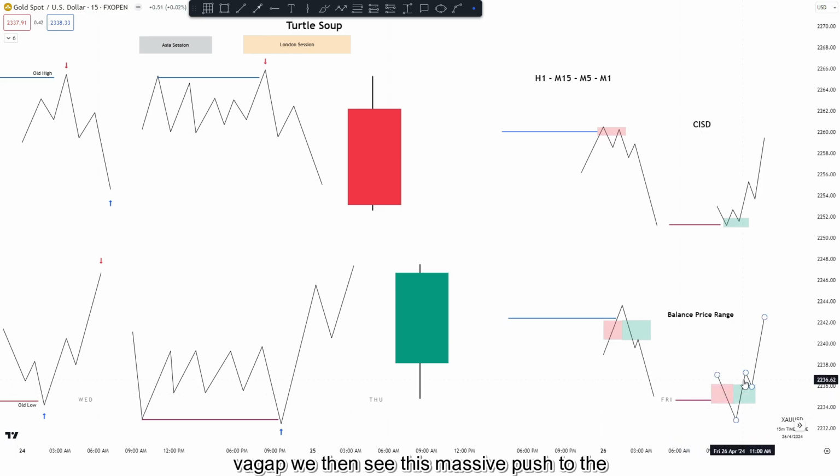We then see this massive push to the upside. This would be the bullish fair value gap. As soon as we close above that bearish fair value gap or pull back into that bullish fair value gap, I want to then take the longs here for that bounce price range entry.